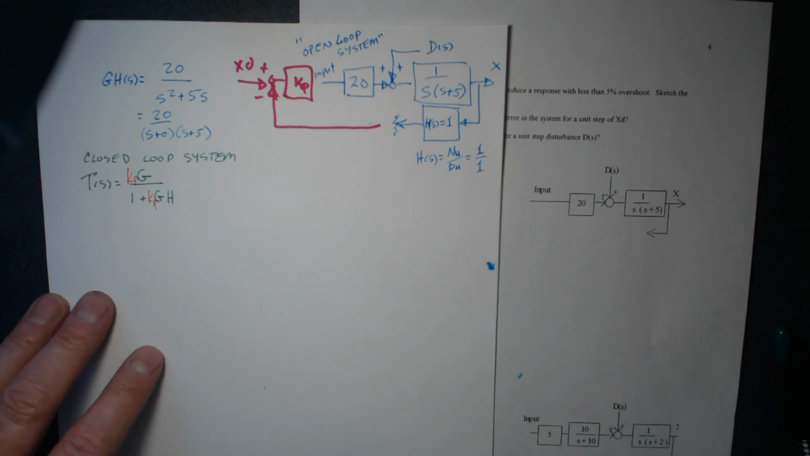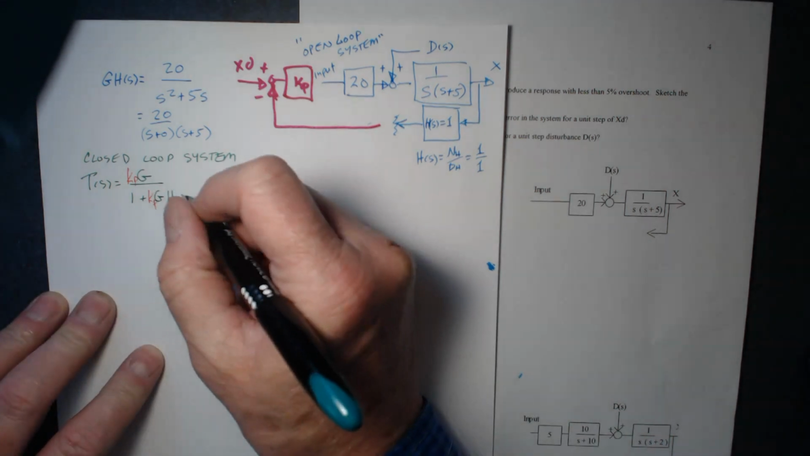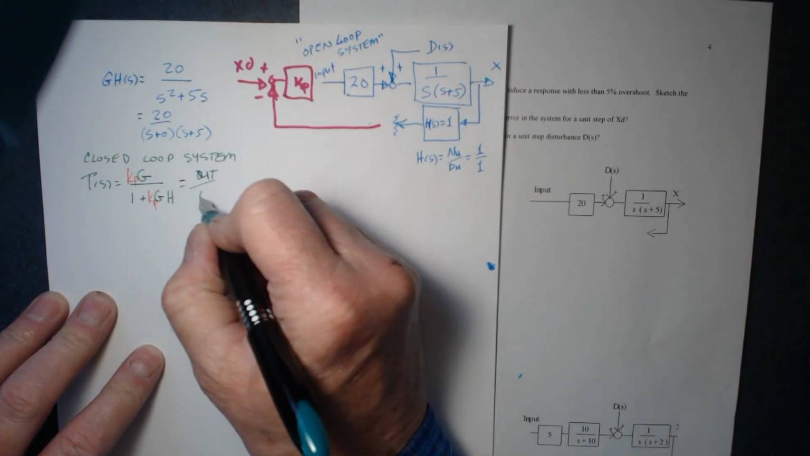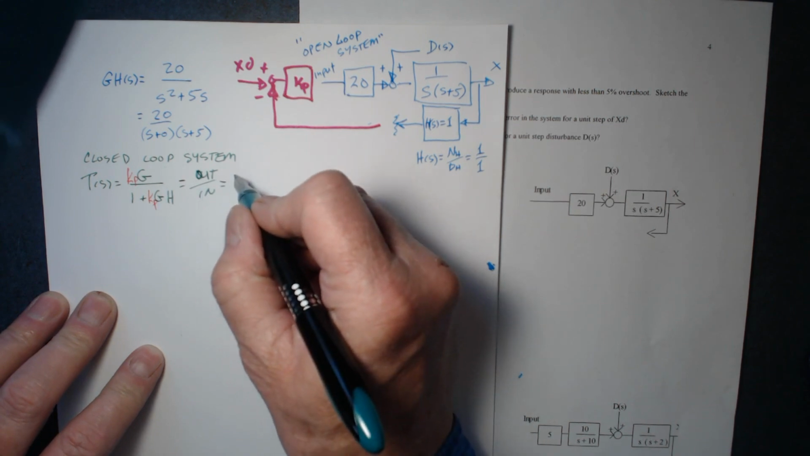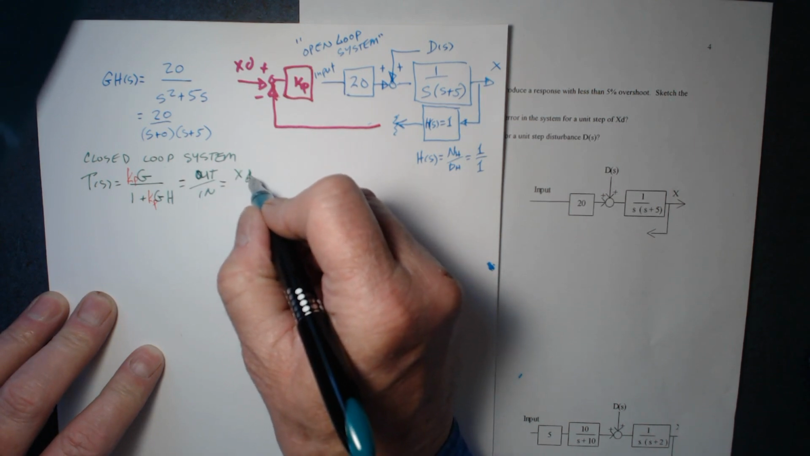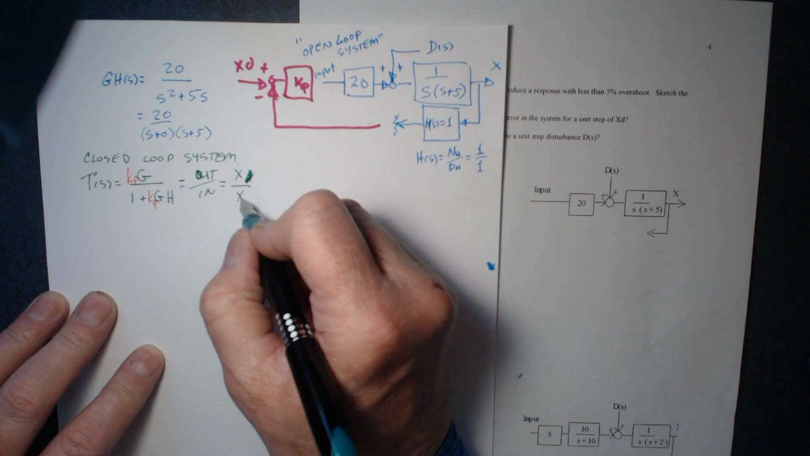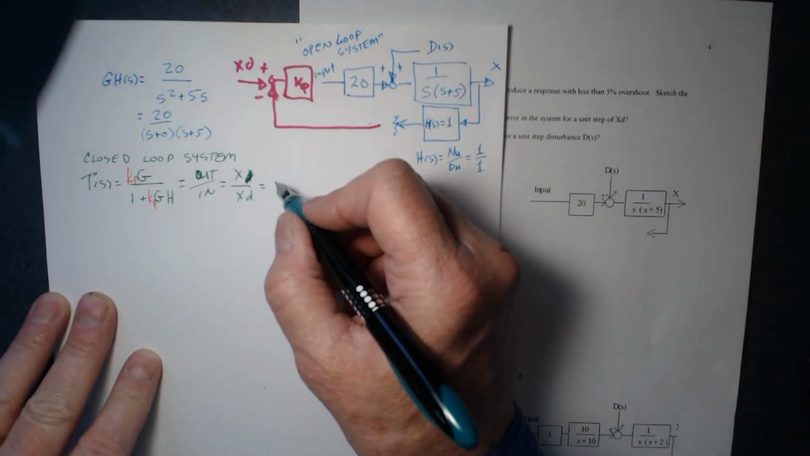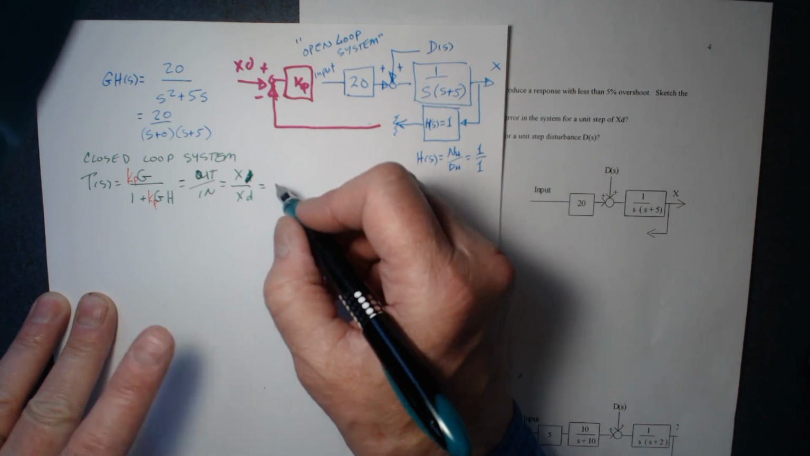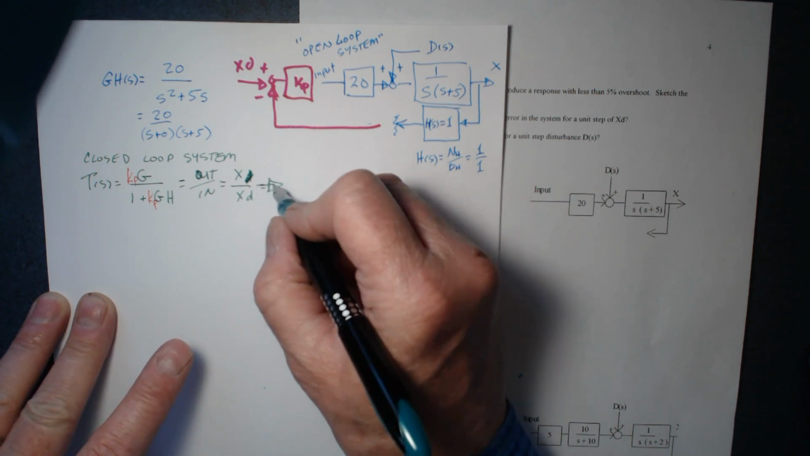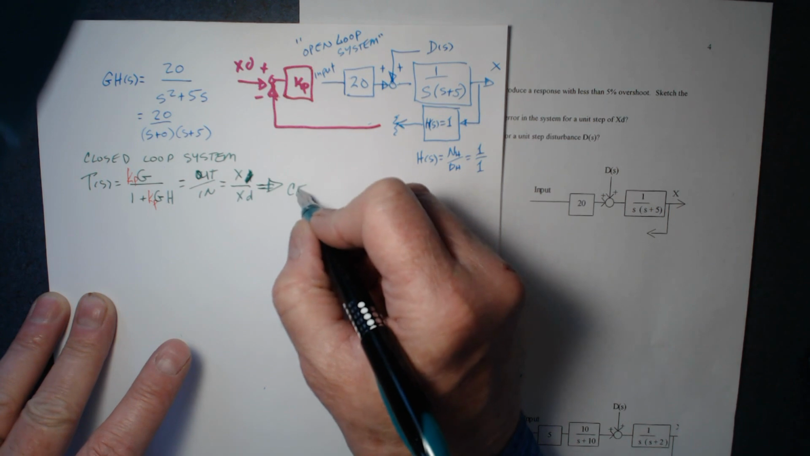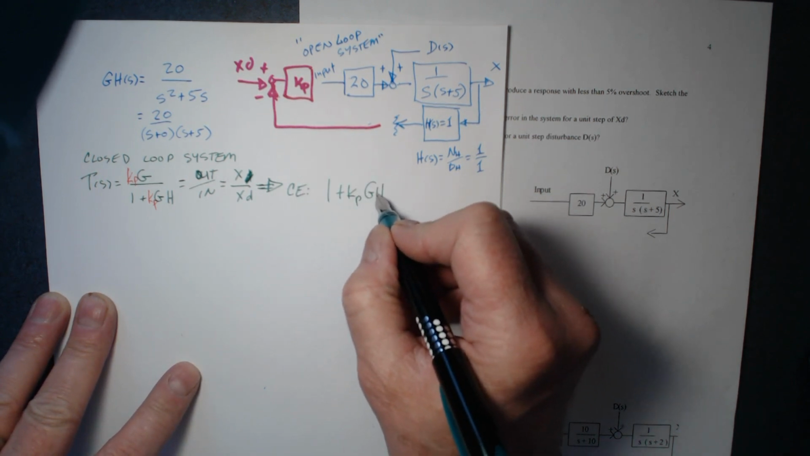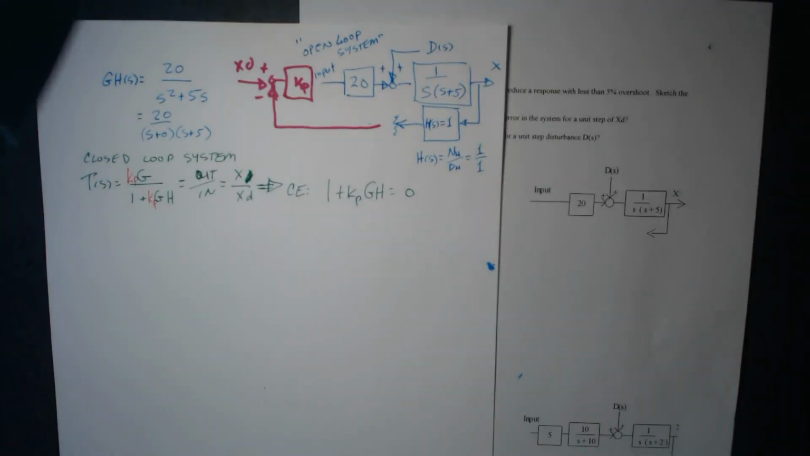Now I'm going to look at what the transfer function is. The transfer function is output over the input. That's always the transfer function. This is going to be x desired, so that's going to be x over x desired in this case, and it's going to be KP. So we've got all that. But what this tells me is that the characteristic equation for my system is 1 plus KP GH equals 0. That's the characteristic equation.